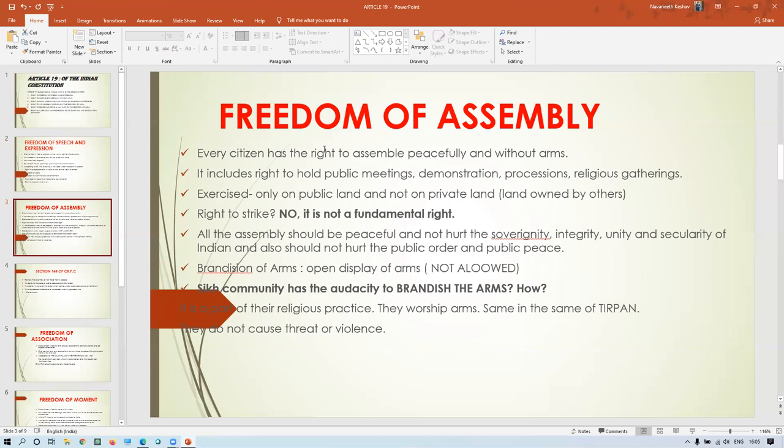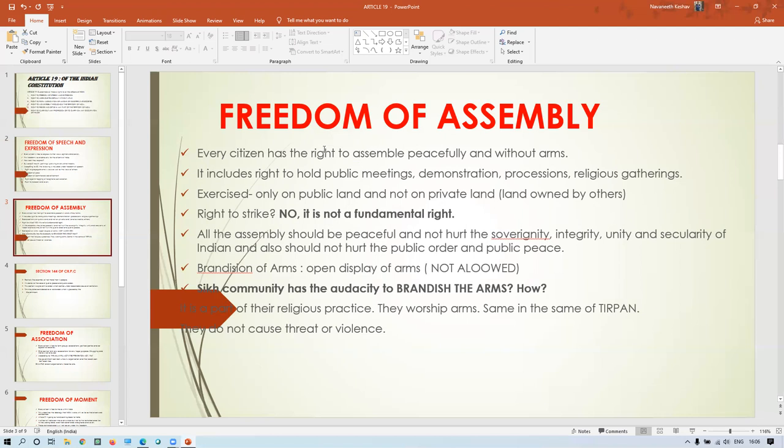All this is rightful. It is exercised only on public land and not on private land, which means you can only go on a road or in a park or in a public place where you can do all the assemblies. You cannot go to someone else's property and assemble there and say that this is my freedom and I have the audacity to do it. No, that is not true. You can only hold assemblies on public lands.